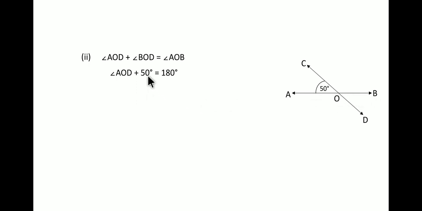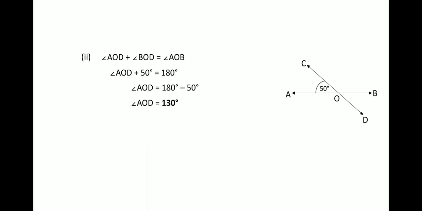Now simplifying this, let's bring this 50 to the right side. So we will get angle AOD is equal to 180 minus 50, and simplifying this, angle AOD is equal to 130 degrees. All right, so this is answer number 2.